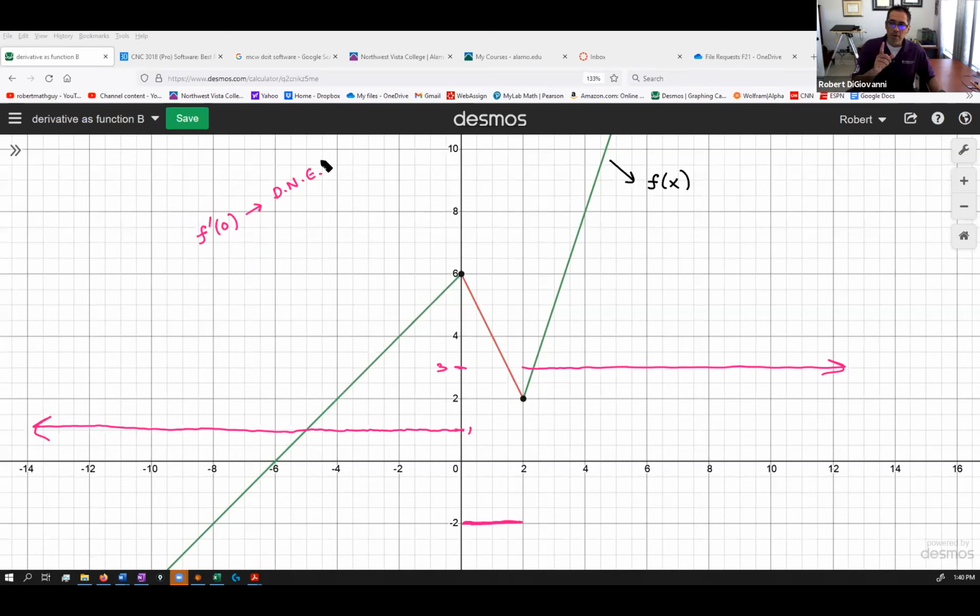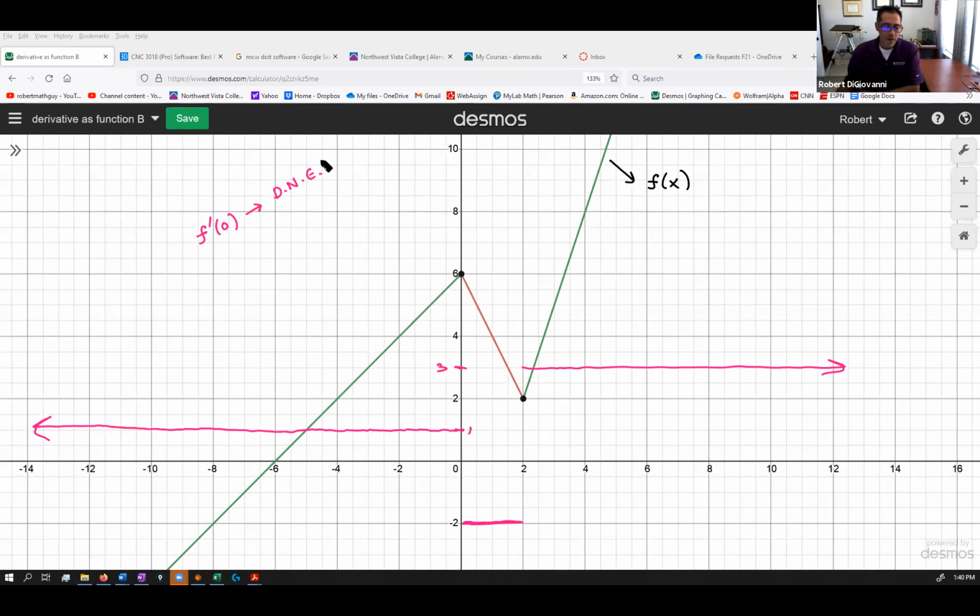And what will tip you off to that is, do you see how it's a sharp corner? See how that's a sharp corner right there, like a point? Anytime you have a point on a graph like that, we call them corners. If you have a corner on a graph, the derivative cannot exist at that corner.